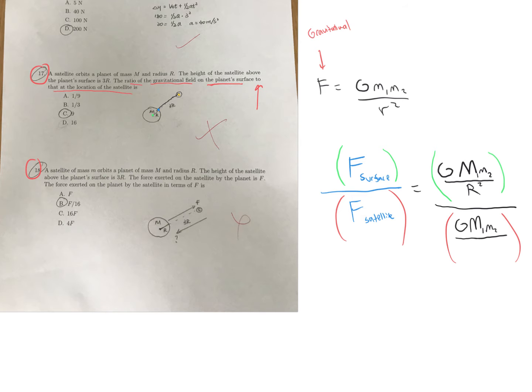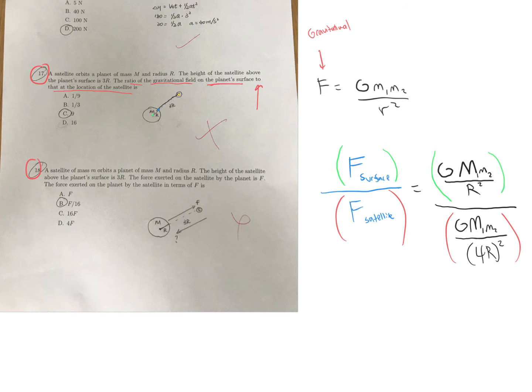Instead of r squared, well, think about it. It's not 3r because we want to know what's the distance between the center of this satellite to the green dot. That's what we need. The distance between these two objects is the distance between the center of the two objects. And the distance between the green dot and the yellow dot is 4r. Can you see that? That's important that you see that. So therefore, underneath here, it's going to be 4r squared.